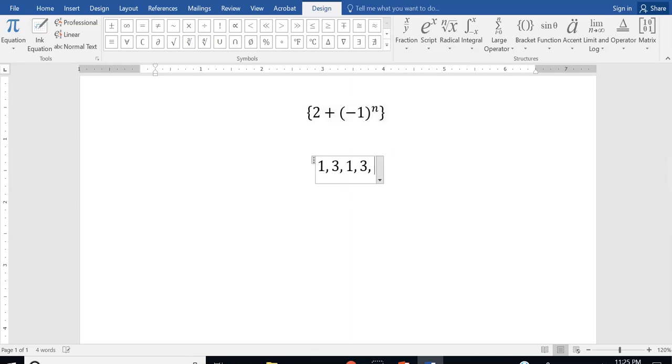a 3. And you can kind of see every odd power is going to result in the number 1. Every even power is going to result in the number 3. So the first, well, I did 6 terms there, but the first 5 terms go 1, 3, 1, 3, 1. And then you would just keep going back and forth between 1 and 3 on each of the terms. Okay?